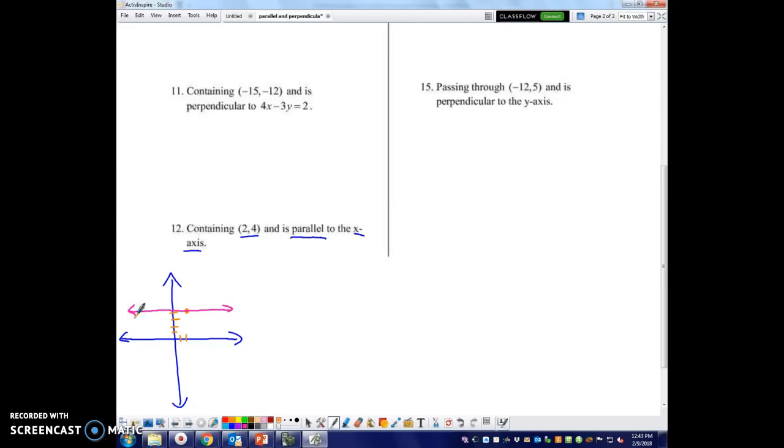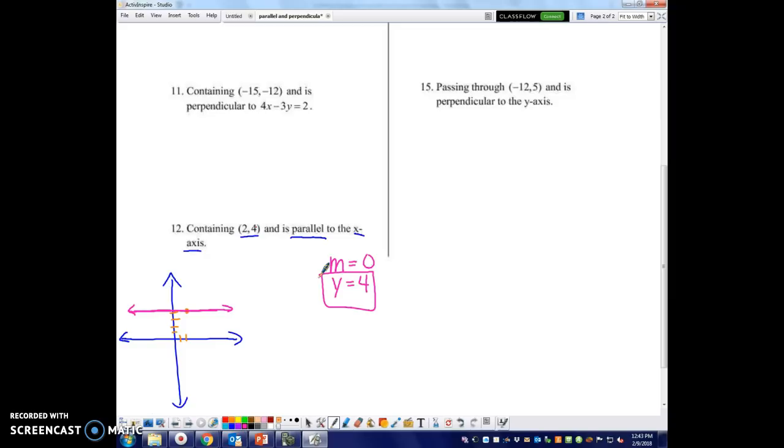Who remembers what the slope is for this? The slope is 0, okay? So when the slope is 0, it's crossing through the y-axis, so is it y equals or x equals? y equals. And what does the y equal here? 4. This would be your equation. y equals 4. When your slope is 0, it's always y equals.